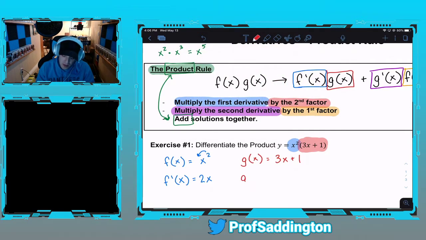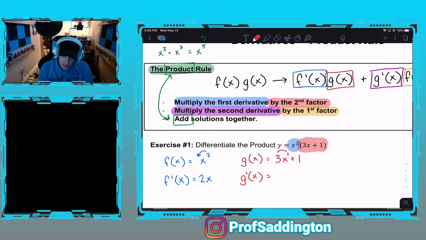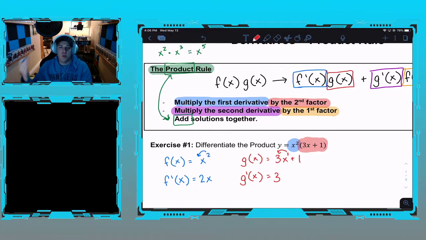On the next part, we're going to have g prime of x, because now we're doing the derivative for g of x. We're going to do the same thing. I'm just taking that exponent and multiplying it by the front, which in this case would be 3. And the x will end up disappearing because 1 minus 1 is 0. And that's it. g prime of x is just going to be 3.